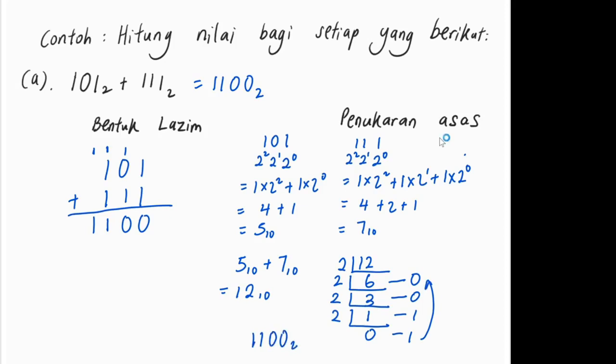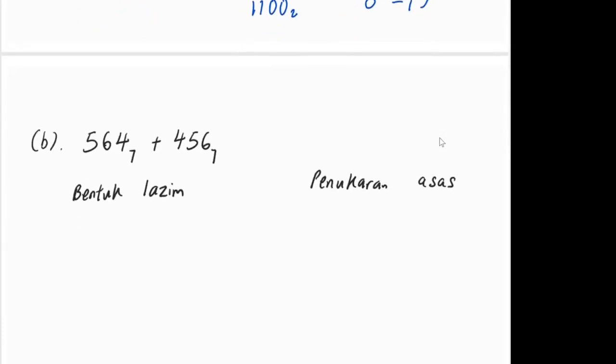Jadi bandingkan dua kaedah ini, sebenarnya saya lebih suka bentuk lazim lah. Sebabnya kaedahnya lebih ringkas berbanding dengan penukaran asas yang melibatkan penukaran untuk asas nombor dulu, buat kiraan, lepas tu tukar balik. Iaitu 3 peringkat sebelumnya. Jadi mari kita lihat contoh seterusnya.